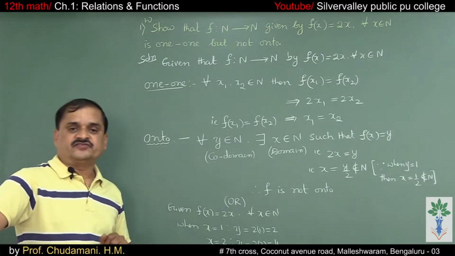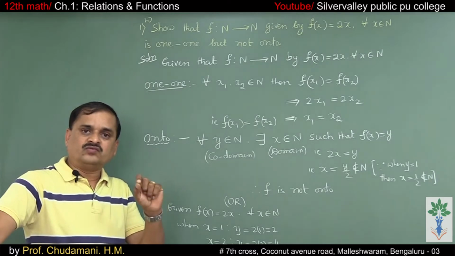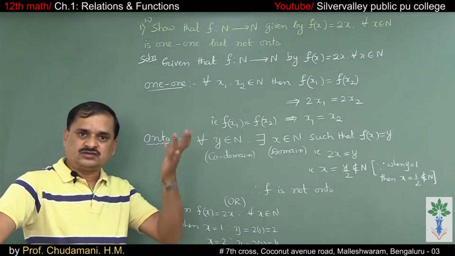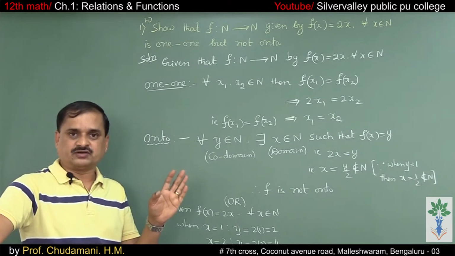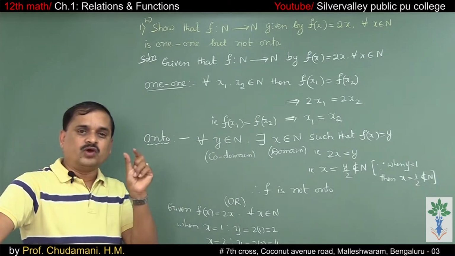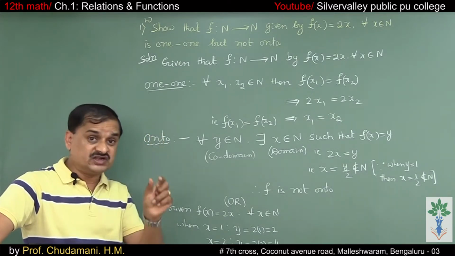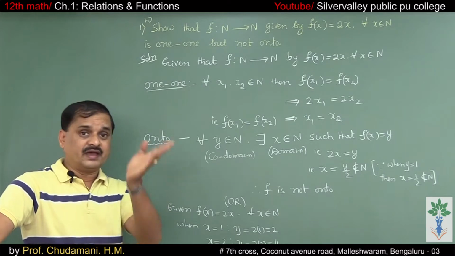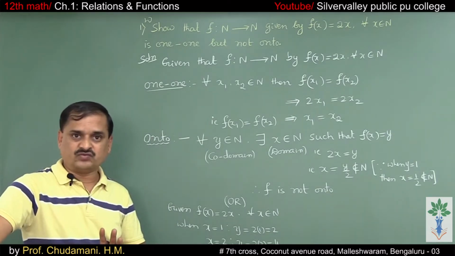Yes, friends, we have discussed what we mean by one-one function, onto function, bijective function, and of course the rest of the functions also. One-one means different elements, distinct elements of the set A have distinct images. That is what we mean by a one-one function.